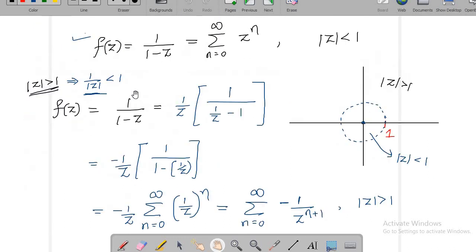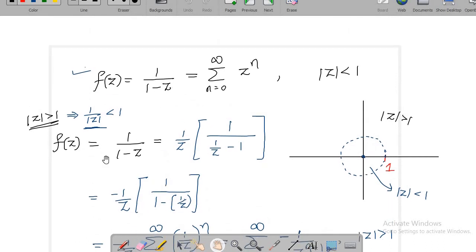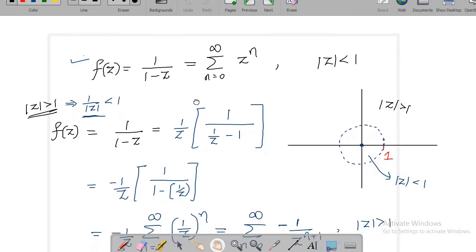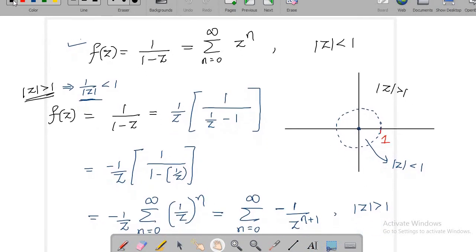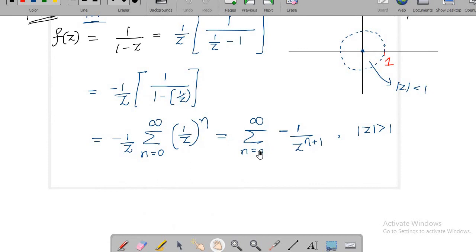Now if you look at the previous example, f of z equal to 1 by 1 minus z, this function has a Taylor series expansion when mod z is less than 1, whereas when mod z is greater than 1, it is going to have a Laurent series expansion, and this is the Laurent series expansion.